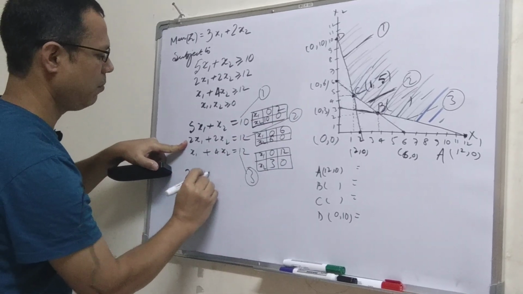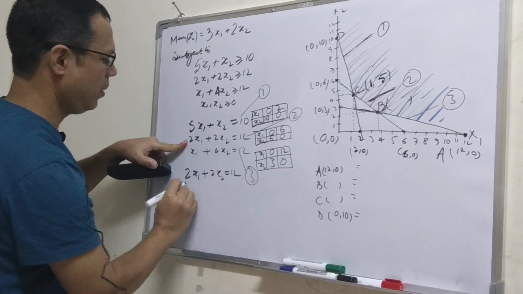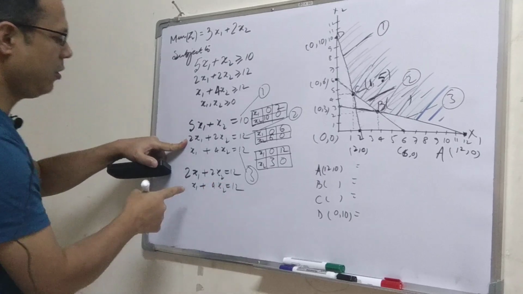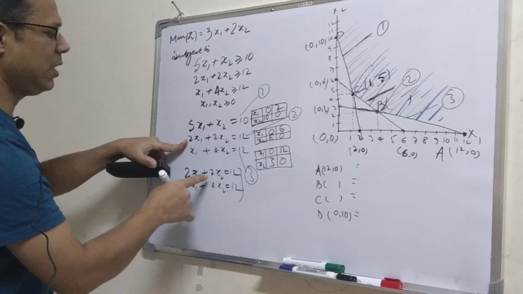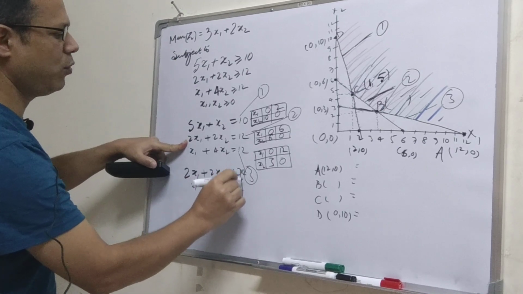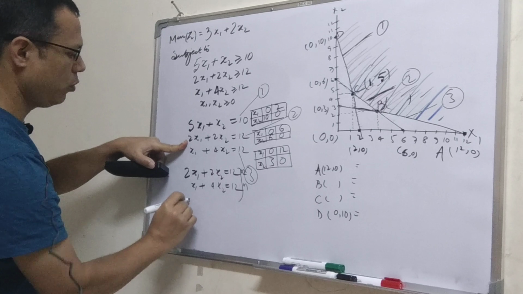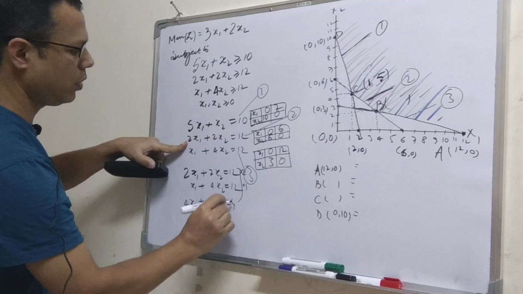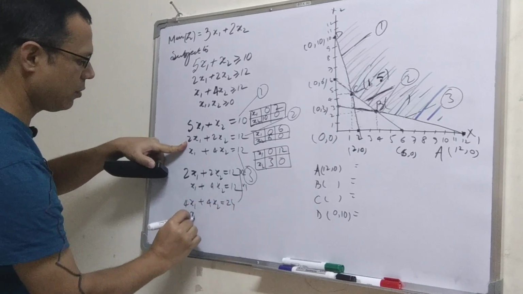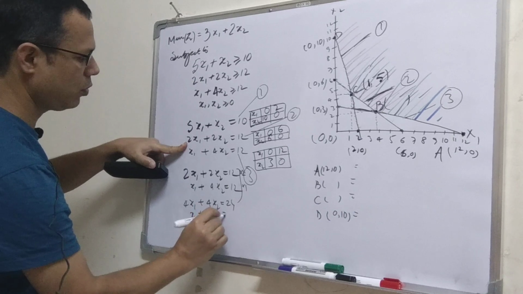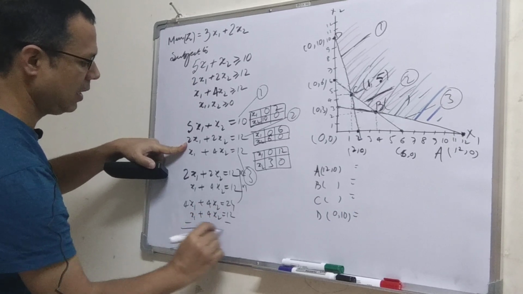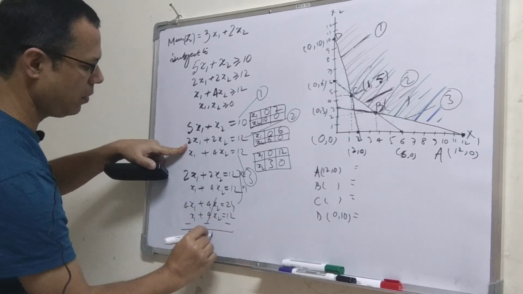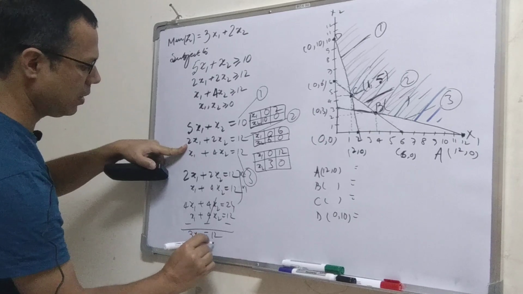So 2x1 plus 2x2 is equal to 12, and x1 plus 4x2 is equal to 12. Very simple, we just need to make this one a 4, because here it is 2 and here 4. So 2 into 2, 4x1 plus 4x2 is equal to 12 into 2, 24. And here it is 1, so same, x1 plus 4x2 is equal to 12. So just take a negative sign, this one will be cancelled, and 4 minus 1, 3x1 is equal to 24 minus 12, 12. So x1 value is 12 by 3, that is 4.